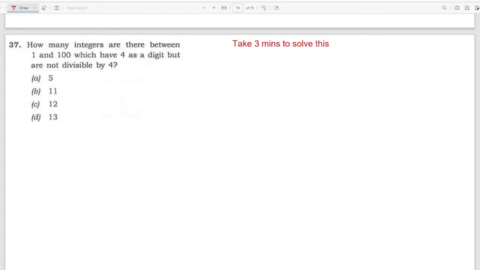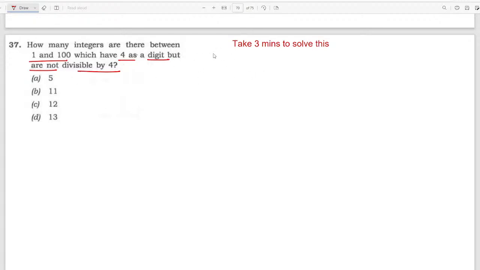So 4 people have got option C. We'll see how to go about this question. What they're asking is, how many integers are there between 1 and 100 which have 4 as a digit but are not divisible by 4? So the numbers should have a 4 but should not be divisible by 4. How many such numbers are possible?